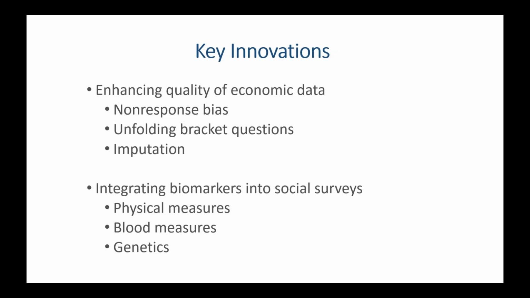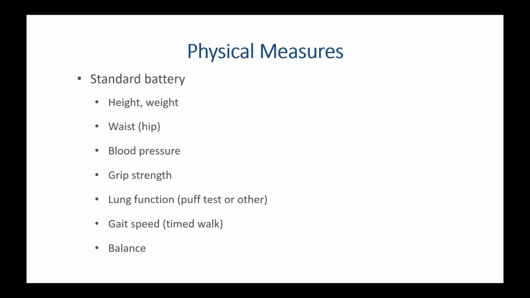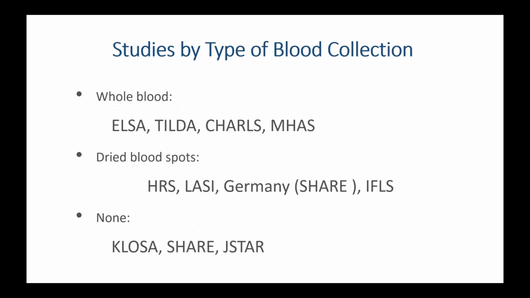And the second thing is they've integrated biomarkers into social surveys. So those biomarkers include physical measures, blood measures, and genetics. So physical measures are height, weight, waist, blood pressure, grip strength, lung function, gait speed, and balance. And so these are objective measures, which are measured by the interviewer. And these are really nice and important.